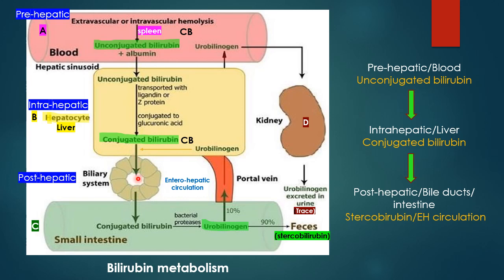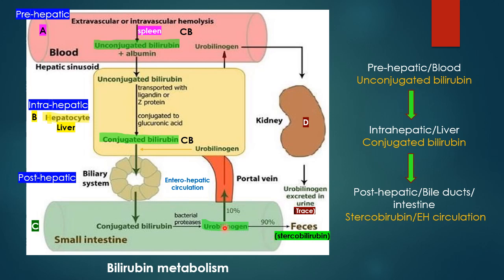Okay, and in the third phase, which is the small intestine, also known as the posthepatic phase, this conjugated bilirubin that reaches the small intestine is acted upon by the bacteria to convert it to urobilinogen. And a large proportion of this urobilinogen is then converted to stercobilinogen and excreted in the feces. Stercobilinogen gives the normal brownish color to stools.